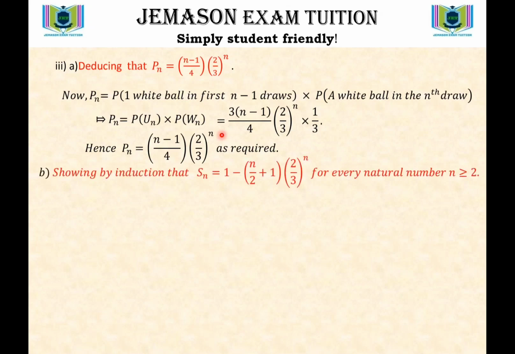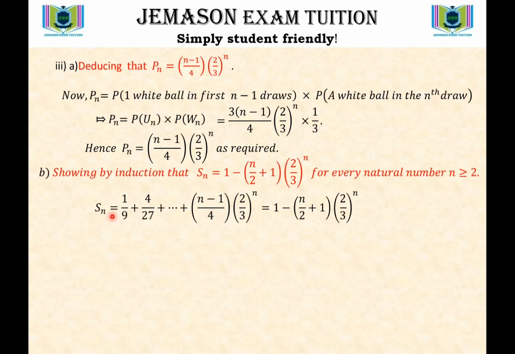In the B part of 3, we are asked to show by induction that S_n equals 1 minus (n/2 + 1) times (2/3)^n for every natural number n greater than or equal to 2.